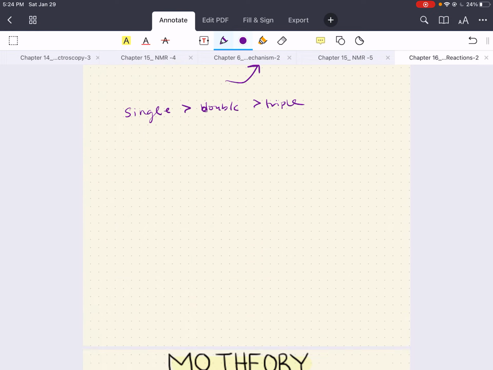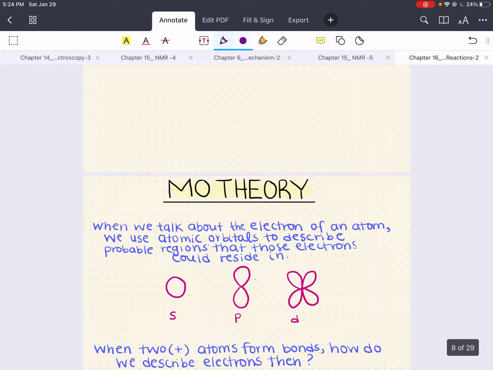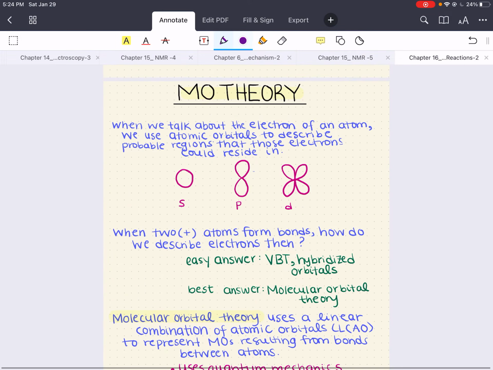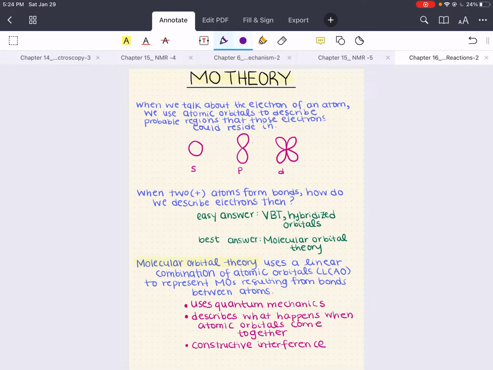Now, since we did a few problems, we can jump into molecular orbital theory. If we want to talk about molecular orbital theory, I'm going to zoom out a little bit just so you can see this whole page. If we want to talk about molecular orbital theory, we're going to need to start from the beginning. Friendly reminder from some of the points we talked about in chapter 1 also.